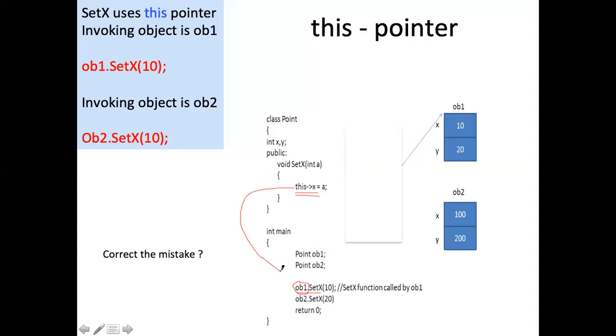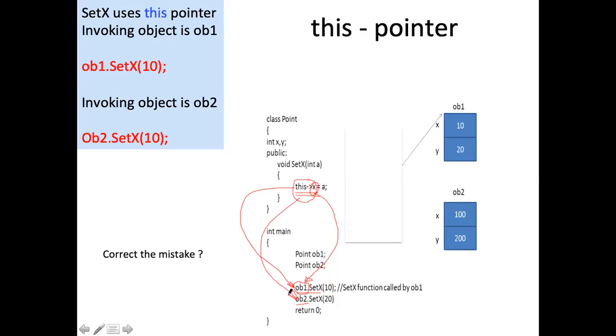ob1, and it's saying this to x. That means the x you are referring to belongs to ob1, because ob1 is the invoking object in this case. Similarly, if the invoking object is ob2, then this pointer would now point to the x of ob2.